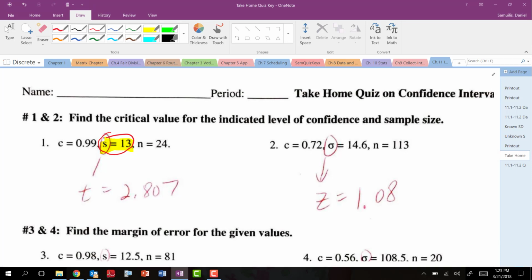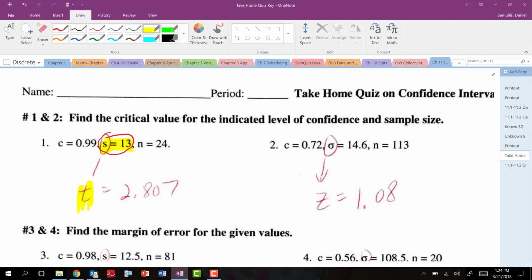Okay, so what formula, or what does that mean? S. What does S mean? It's actually a standard deviation of a sample, which means it's a T. So you go to your second sheet I gave you. What are the degrees of freedom? What are the degrees of freedom? Oh my gosh. 23. I am just going to answer the questions.